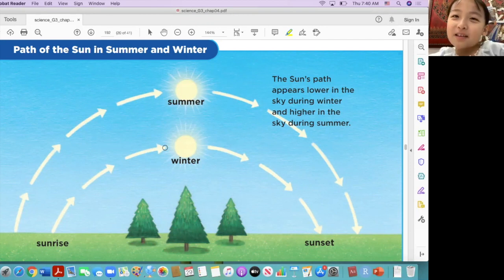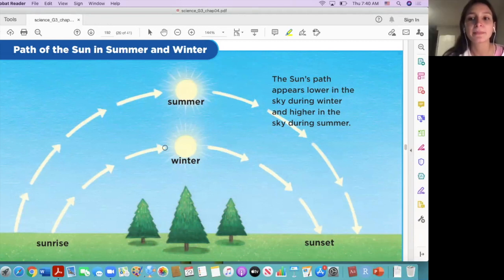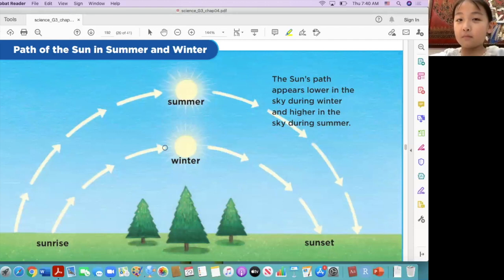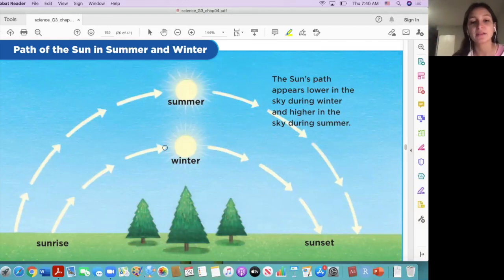So I bet that is what it means: in summer the days are longer and the winter days are shorter. Exactly. Right, so if in summer it's much higher, then it's just going to take longer for it to go down. So that means that the days are longer, just like you said. So very good. So this is when the sun rises and then the sun sets.